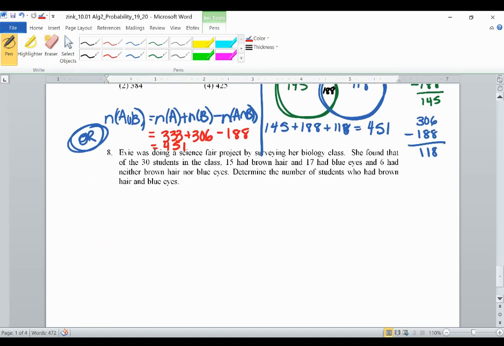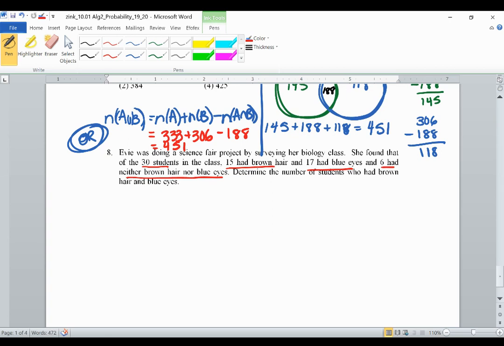All right, and number 8. Evie was doing a science fair project by surveying her bio class. She found that of the 30 students in the class, 15 had brown hair, 17 had blue eyes, and 6 had neither brown hair nor blue eyes. Determine the number of students who had brown hair and blue eyes.